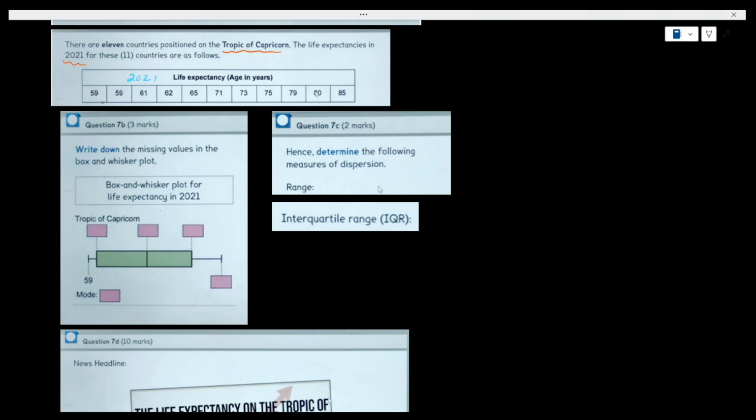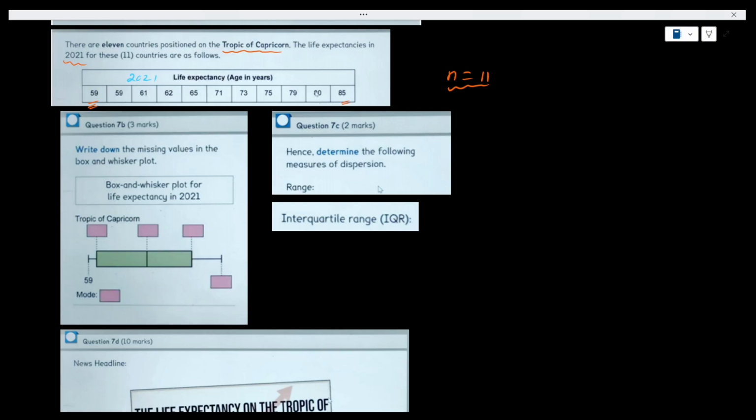The lowest life expectancy of one of the countries is 59, and the highest among those countries is 85 years. Now, you need to write down here, N is nothing but 11. You'll see there are 11 here, so the total number of observations is 11. Write down the missing values in the Box-Whisker plot. Here they have already drawn the Box-Whisker plot. You need to fill in the values.